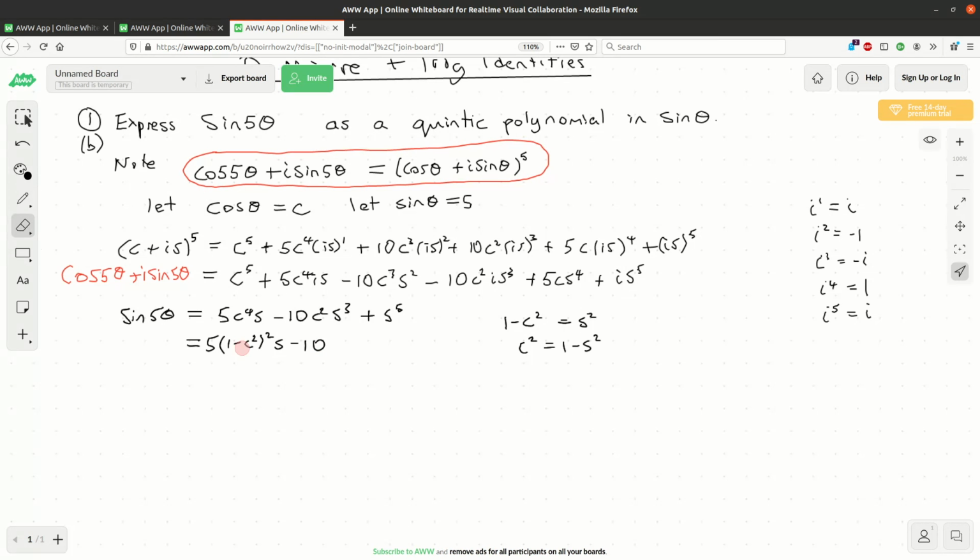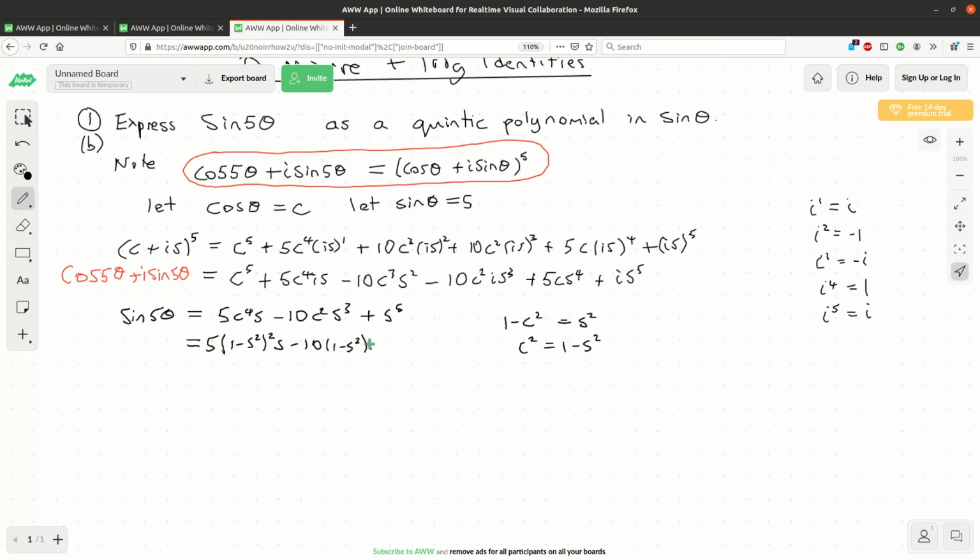Hopefully, though, this is quicker than the book. That's what I hope to show you. The book really makes a meal out of this. c squared is 1 minus s squared. So let's write it as (1 minus s squared) squared times s, minus 10 times (1 minus s squared) times s cubed, plus s to the power of 5.